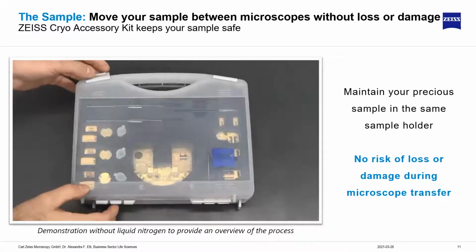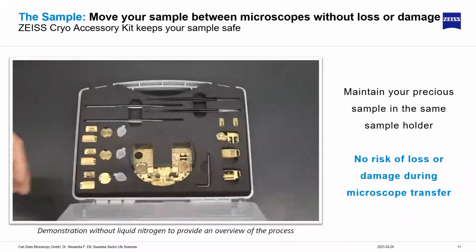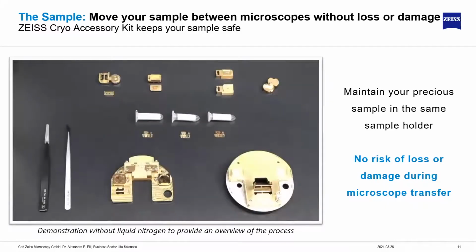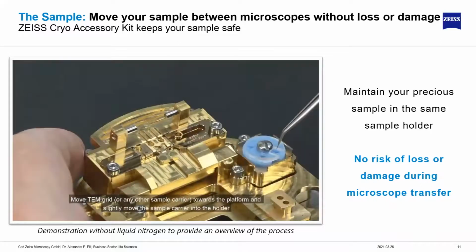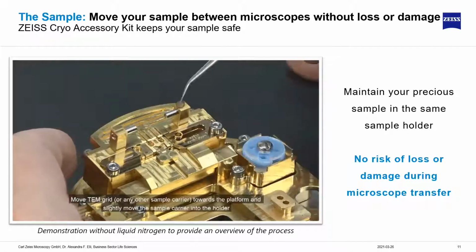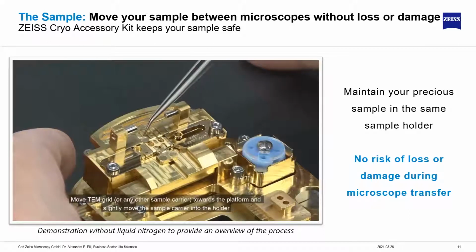So having acquired an overview image and high resolution fluorescence data at the light microscope, the next step is to transfer the sample to the electron microscope. This has previously been a very risky part of the workflow, since moving between sample holders and instruments under cryo conditions risks losing or damaging the sample.